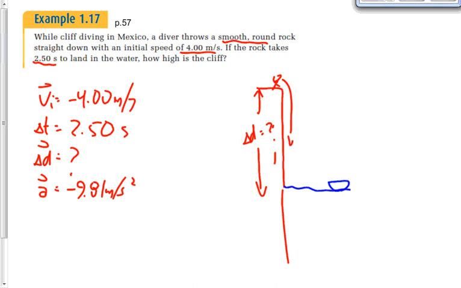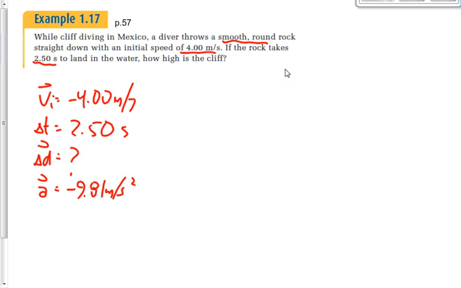Okay, let's try that one. D is equal to VIT plus 1/2 AT squared. It's a valid equation for sure, so worst case scenario is it doesn't work for us, we try something else. VI is -4. Make sure you make it a -4 because it's accelerating downwards.